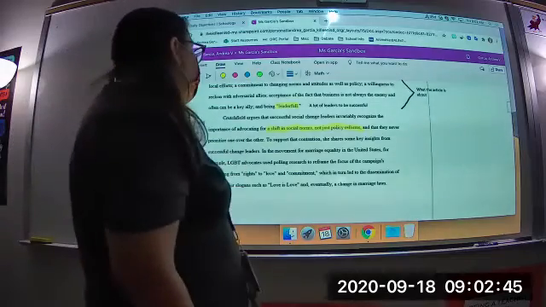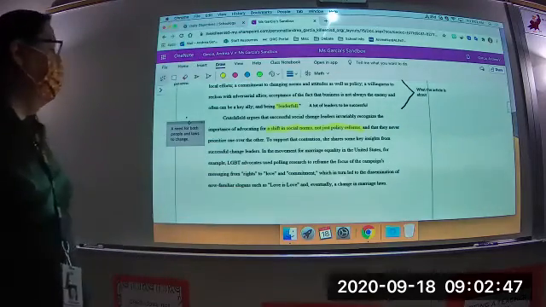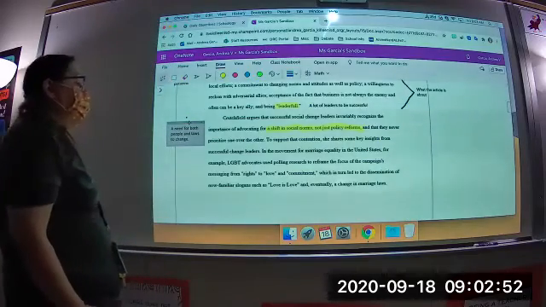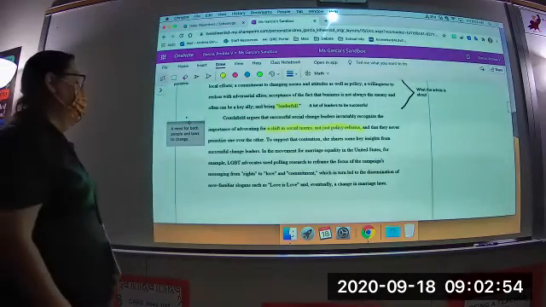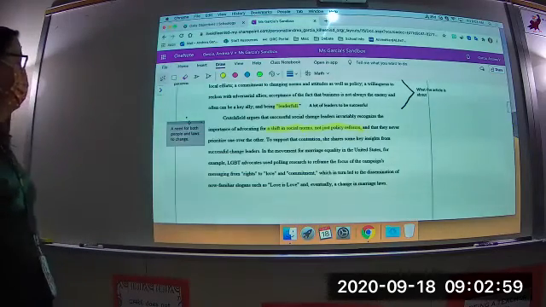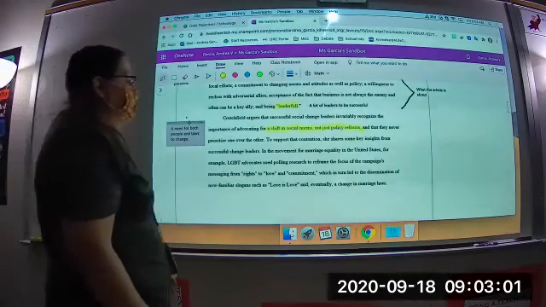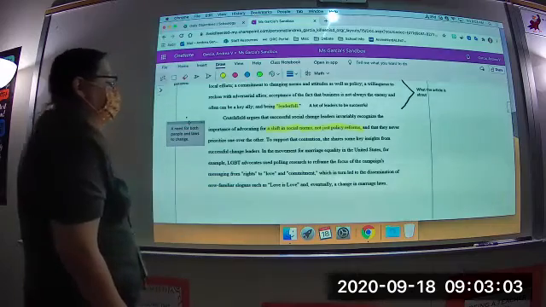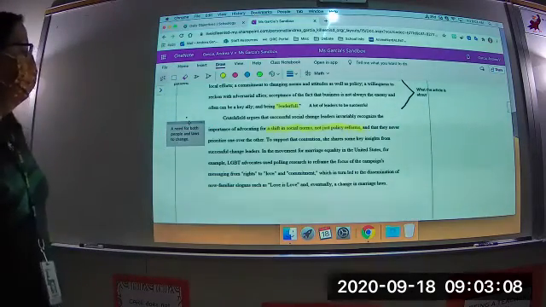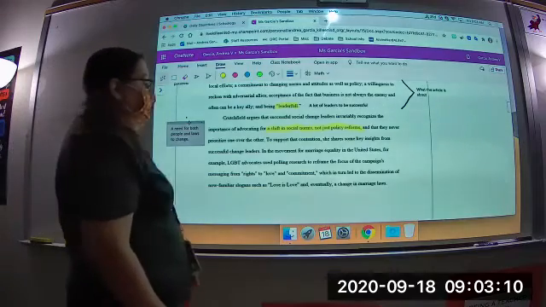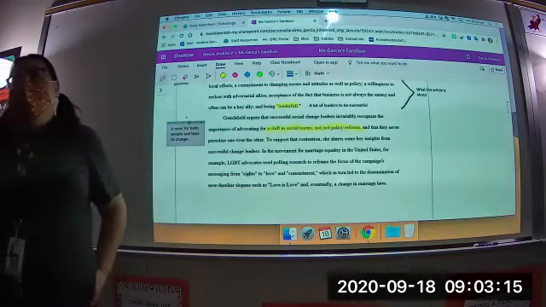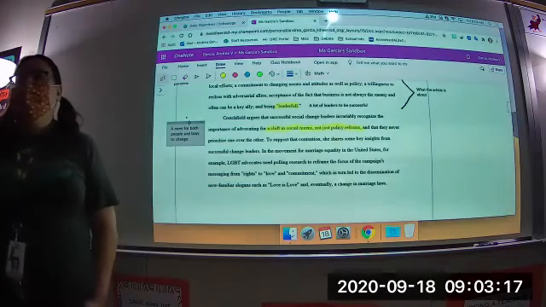So to support that contention, she shares some key insights from successful change leaders. In the movement of marriage equality in the United States, for example, LGBT advocates used polling research to reframe the focus of the campaign's messaging from rights to love and commitment, which in turn led to the dissemination of now familiar slogans such as love is love, and eventually a change in marriage laws. So what did we just learn? That slogans are an important part.